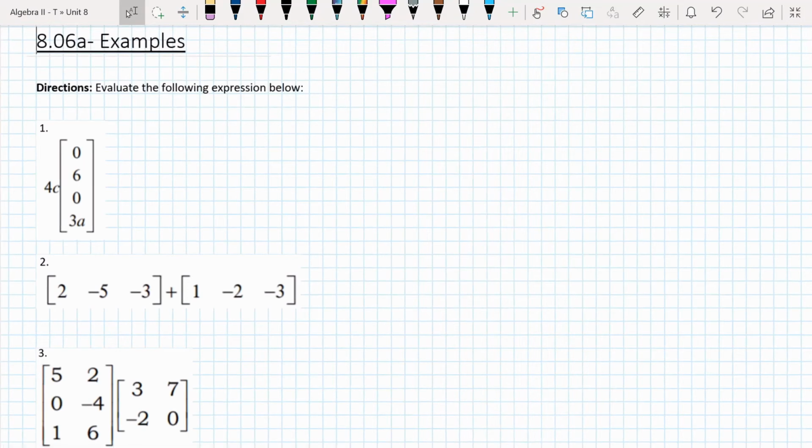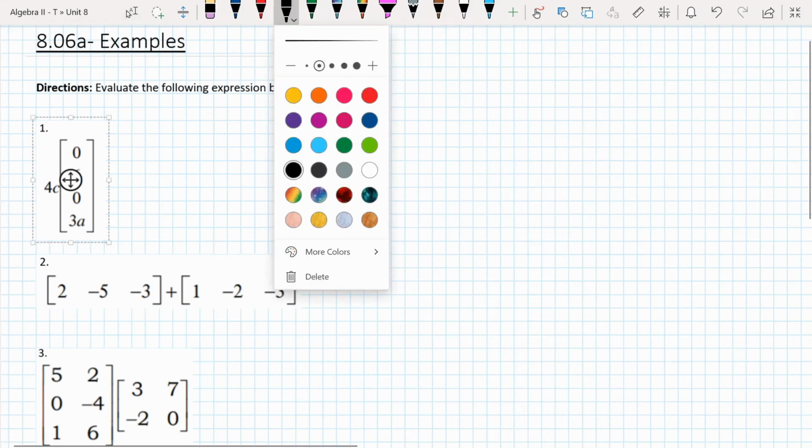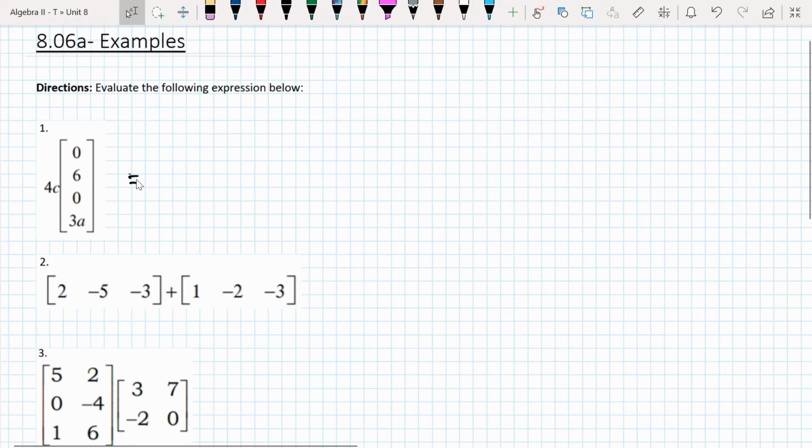Okay, so let's start by evaluating these three expressions using those properties that we just went through before. So number one, we're going to treat A and C as constants, so we're going to multiply this matrix by 4C. All we're going to do here is multiply each individual element in the matrix by 4C. C is going to be a number. So what's 0 times 4C? Well, that's just 0. 6 times 4C, that's 24 times C.